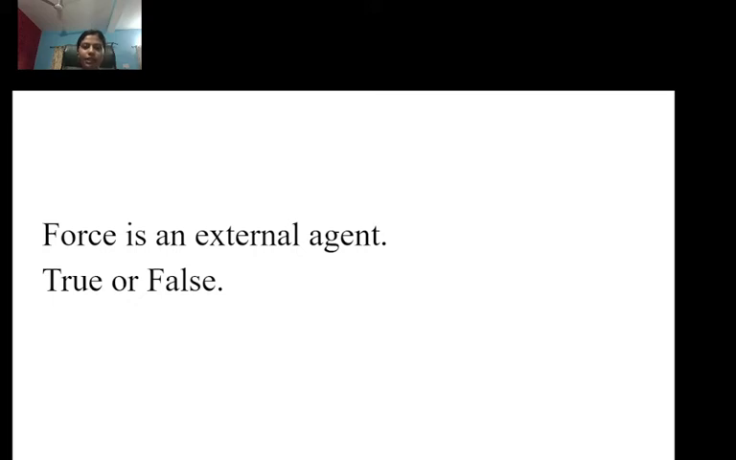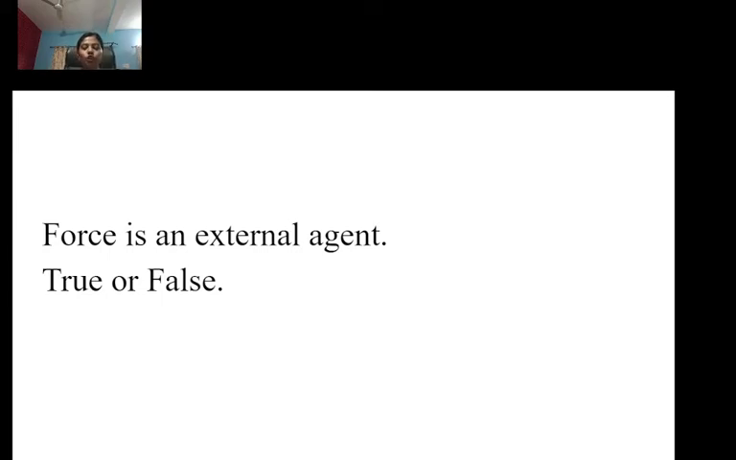Why? Let me tell you. Suppose this is a ball. If I want to kick this ball or throw the ball, then I need a force, and from where will I apply force? That comes from the muscles of our body, and if I throw this, then our muscles will act as an external agent. My hand will act as an external agent. So force is an external agent.